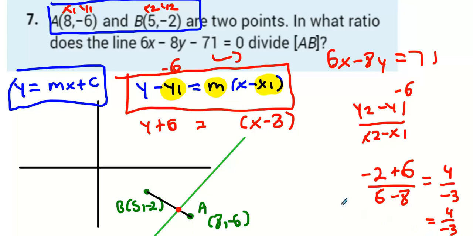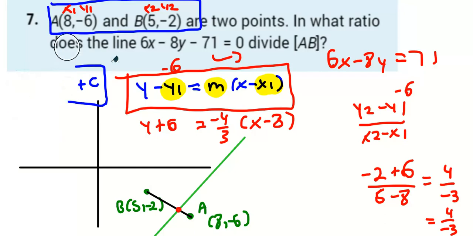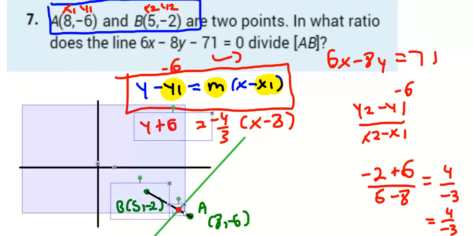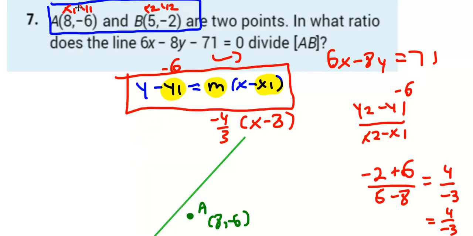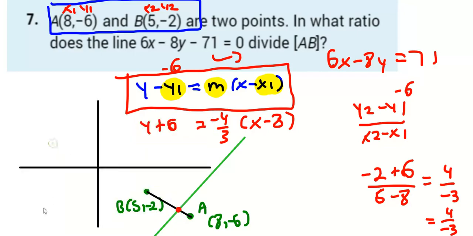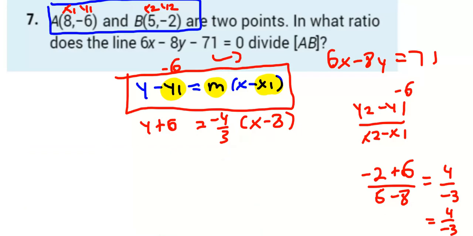Okay. Now, what do I do for the m value here? With minus 4 over 3. Okay. Now, we all know we're going to do a simultaneous equation sooner or later. So let's treat this first.